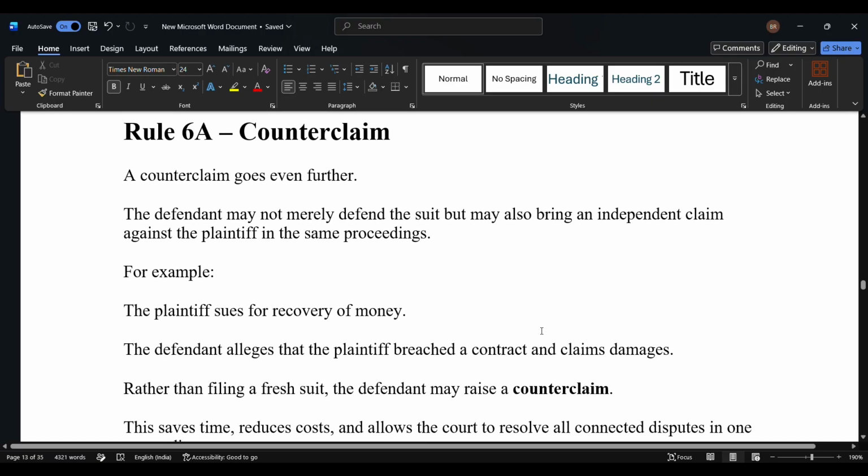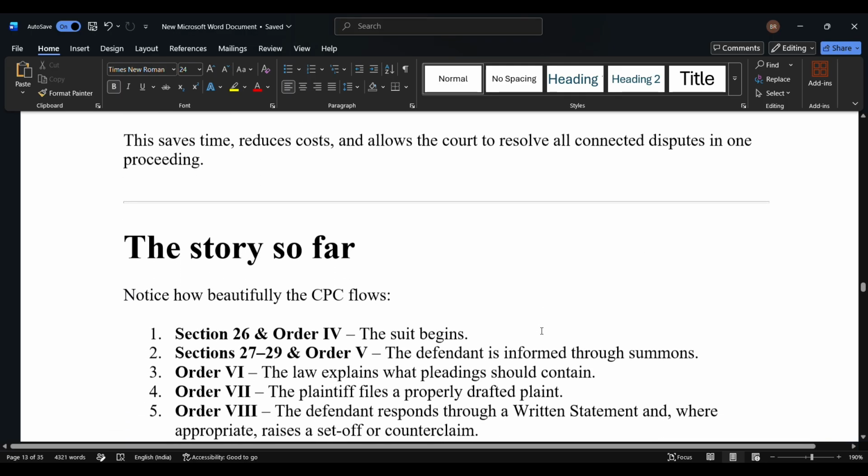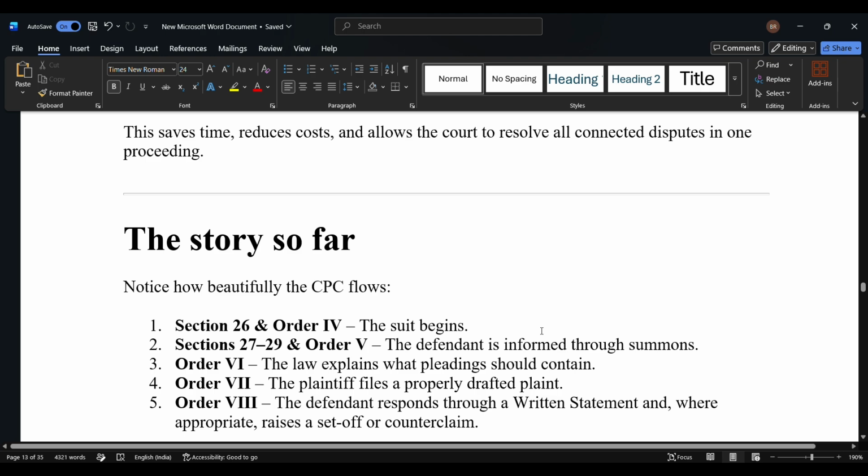The defendant may not merely defend the suit but may also bring an independent claim against the plaintiff in the same proceedings. For example, the plaintiff sues for recovery of money. The defendant alleges that the plaintiff breached a contract and claims damages. Rather than filing a fresh suit, the defendant may raise a counterclaim. This saves time, reduces costs, and allows the court to resolve all connected disputes in one proceeding.